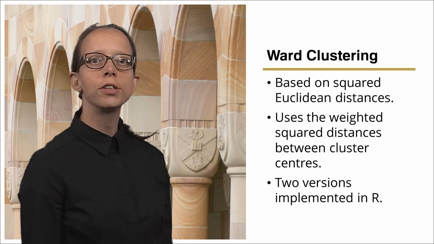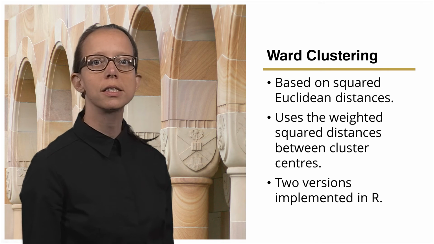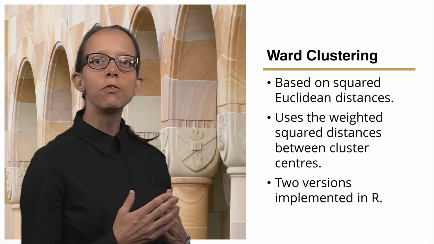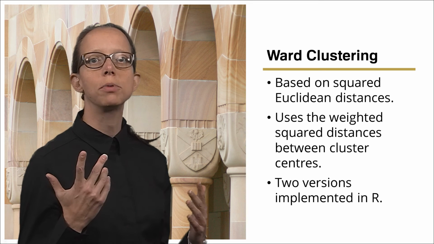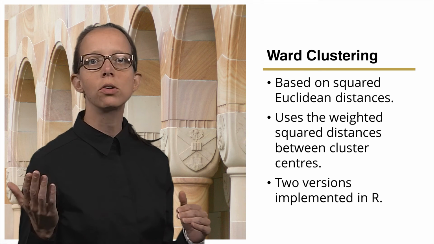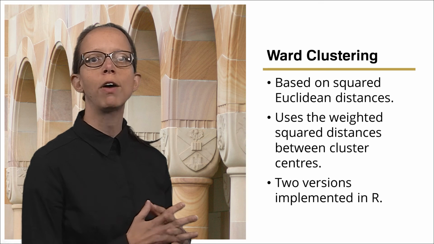A popular alternative hierarchical clustering algorithm is Ward clustering. It is based on squared Euclidean distance and uses the weighted squared Euclidean distance between cluster centers as distance measure between groups. The R function hclust has two versions implemented, where either the Euclidean distances or the squared Euclidean distances need to be provided as input.